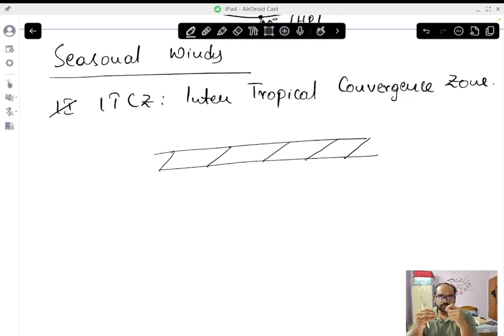During summer, the sunrays slowly start shifting northward and are at 90 degrees at the Tropic of Cancer. So this ITCZ also moves from the equator to the Tropic of Cancer. Due to this movement of ITCZ from the equator to the Tropic of Cancer, a new type of winds develops, called seasonal winds. So let us look into it.